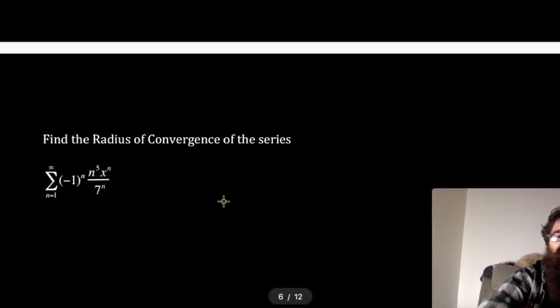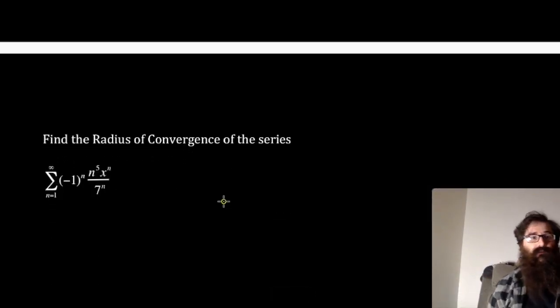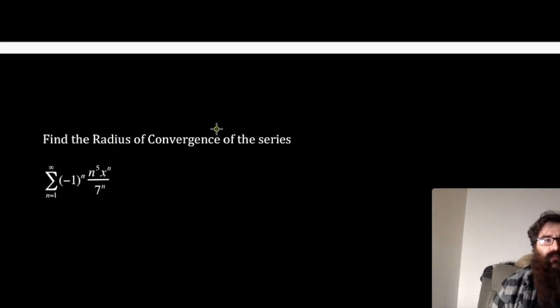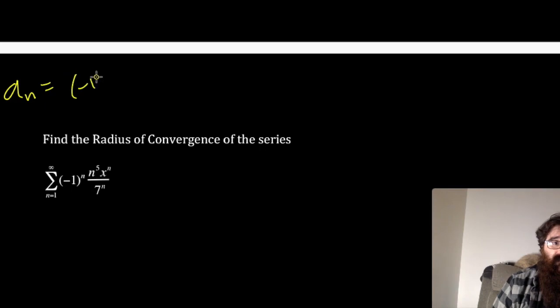Let's take a look at one more example, and we're going to move on. You know how we do this. I want to find the radius of convergence of the power series, sum from n equals 1 to infinity. We have negative 1 to the power of n, and then we have n to the 5th, x to the n, all over 7 to the n. So a lot of cool stuff going on here. What I'm staring at is a sub n, is this negative 1 to the n, times n to the 5th, x to the n, over 7 to the n.